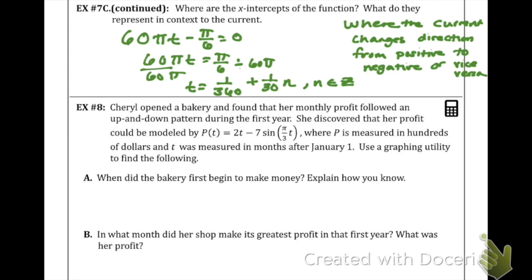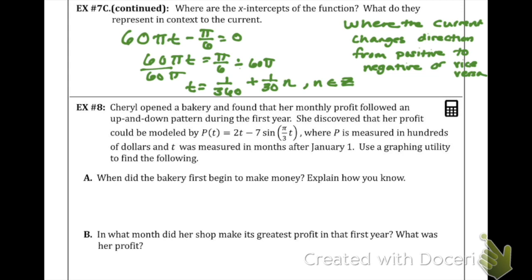Okay, that concludes example 7. Let's jump to example 8. Cheryl opened up a bakery and found that her monthly profit followed an up and down pattern during the first year. She discovered that her profit could be modeled by P of t is equal to 2t minus 7 sine pi over 3 over t. Again, they're just shifting things around, right? We could put that 2t afterwards. P is measured in hundreds of dollars and t was measured in months after January 1st. Use a graphing utility to find the following.